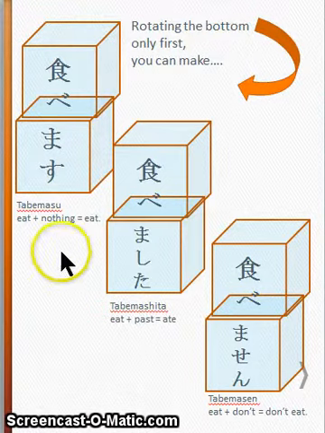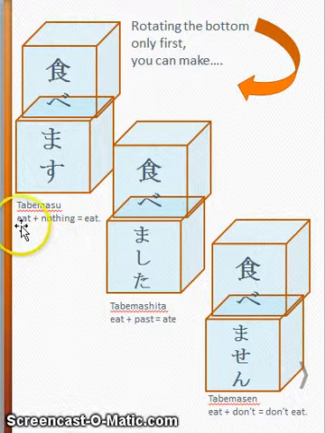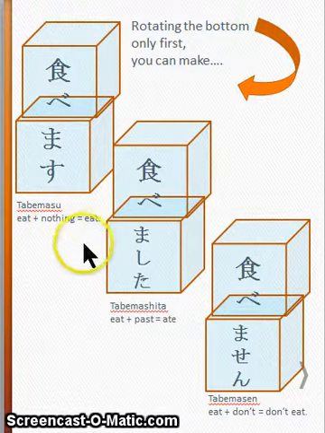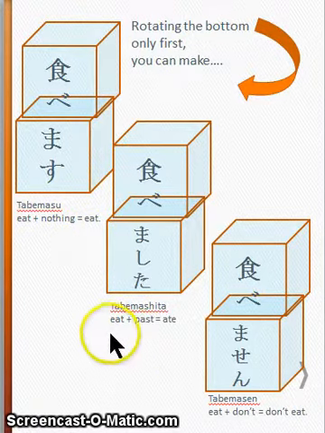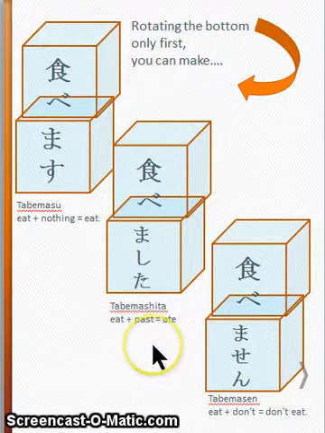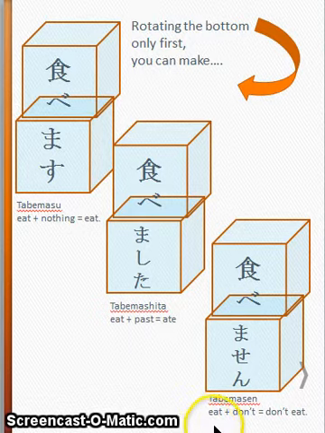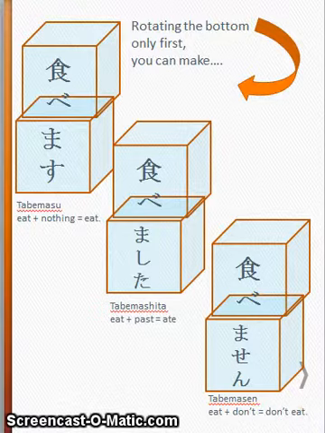Starting with tabemasu. Tabe is eat. Masu, nothing, it doesn't change the meaning. So you have the word eat, tabemasu. Tabemashita, eat, and it makes it past. So tabemashita is ate. Tabemasen, don't eat. I'm hoping this is making sense. There's 3 more in the next slide.